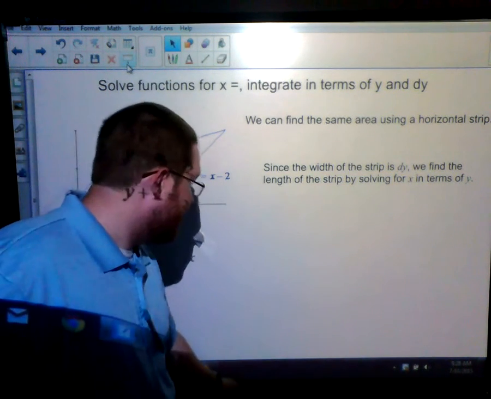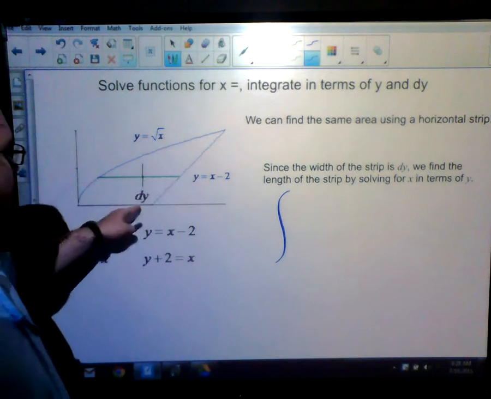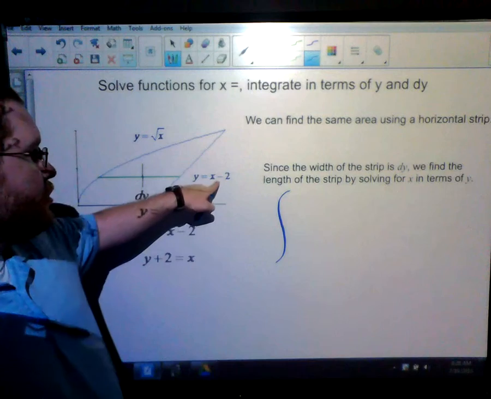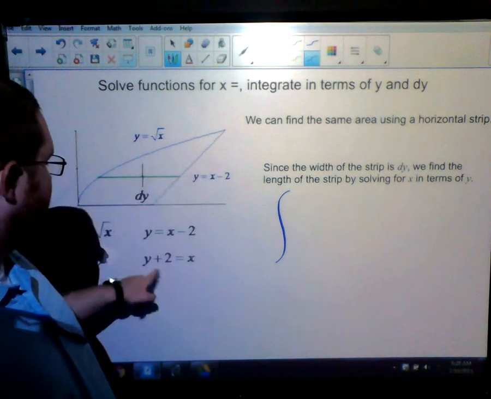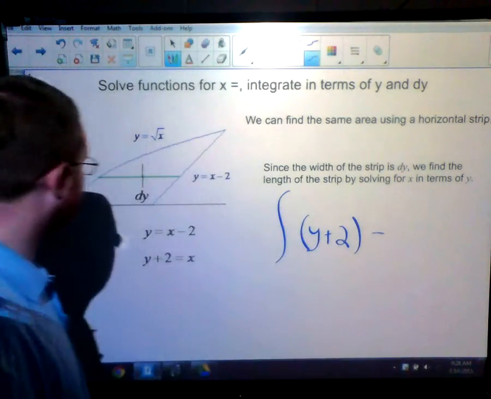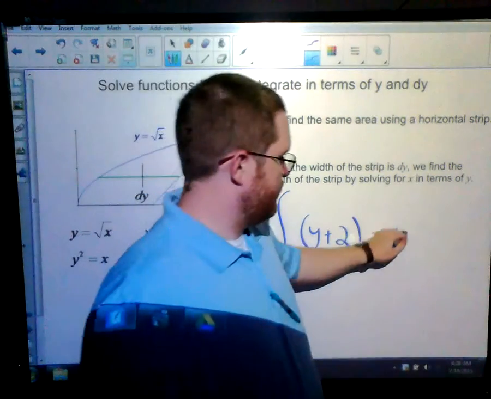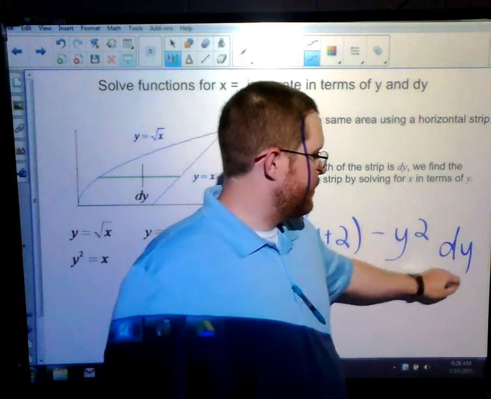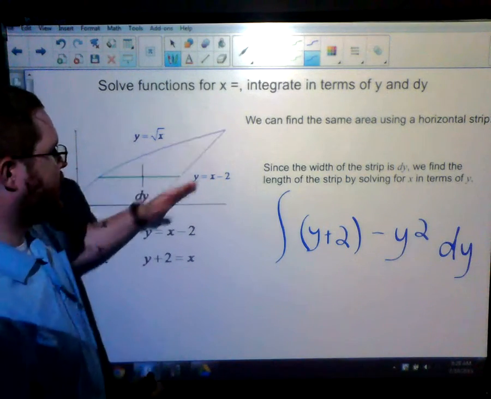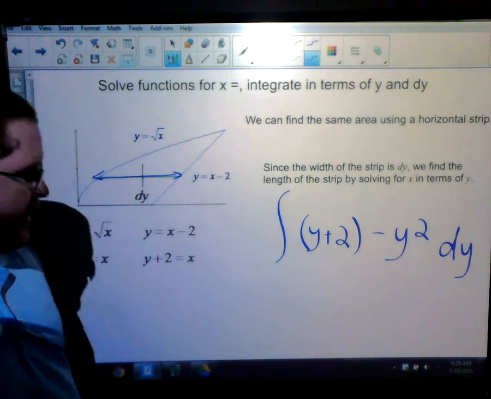So now, let's set up our integral. Instead of doing top minus bottom, because there's two different bottoms, let's do the right side minus the left side. I'm not going to do x minus 2 because that's x's. Let's do y plus 2, minus, I'm not going to do the square root of x because that's the x's. I'm going to do y squared, dy. Now instead of doing top minus bottom and doing two different integrals, I can do right minus left and just do one integral because it's one right side and one left side.